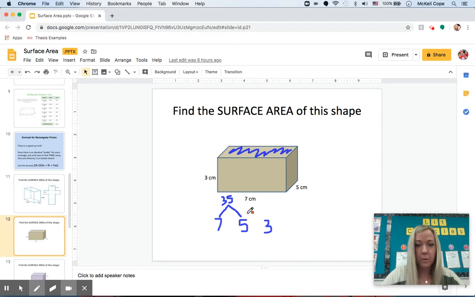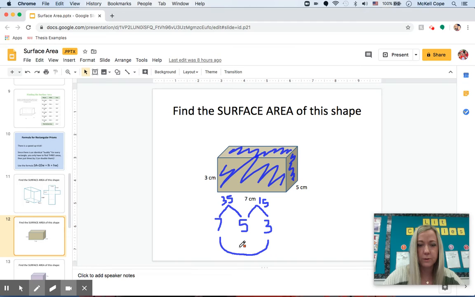Okay, now I'm going to times the next 2 numbers, which is 5 and 3, and that's going to give me this rectangle right here. So 5 times 3 is going to give me 15. And then I'm going to multiply the last 2 numbers, which is 7 and 3, which is going to be this rectangle right here in the front. So 7 times 3 is 21.